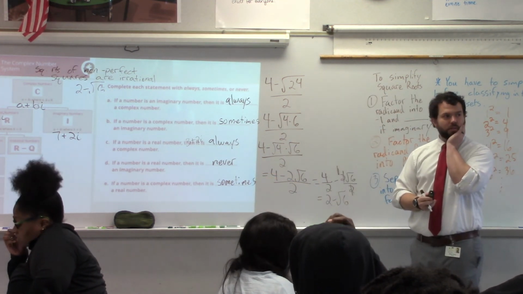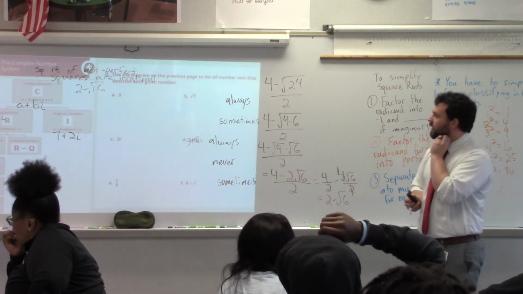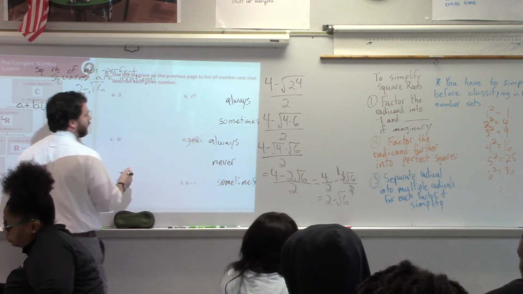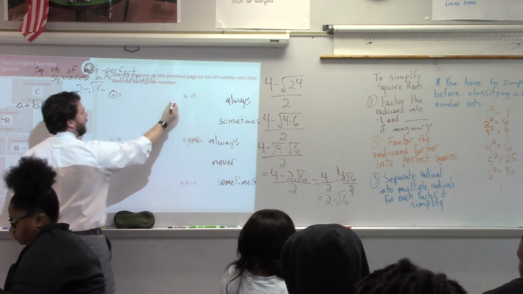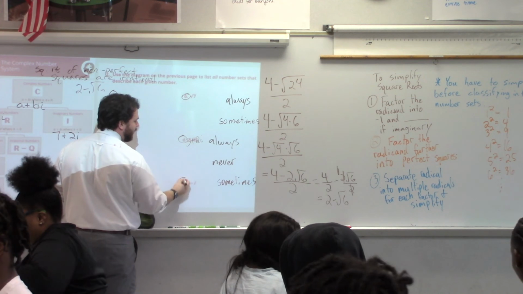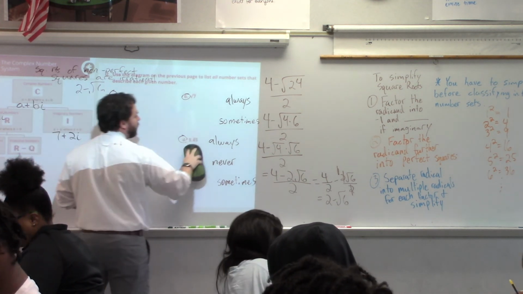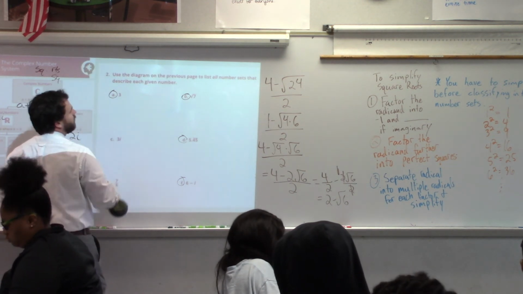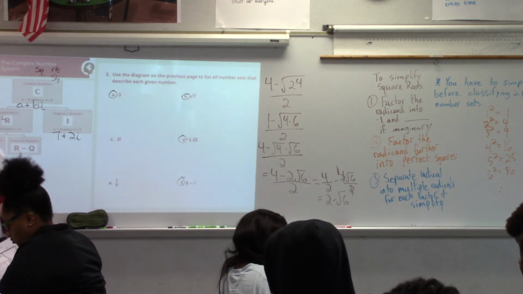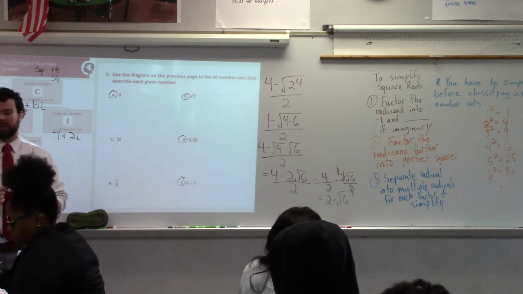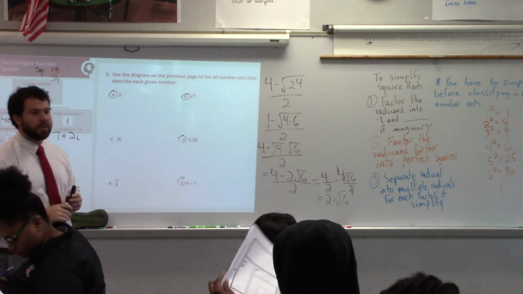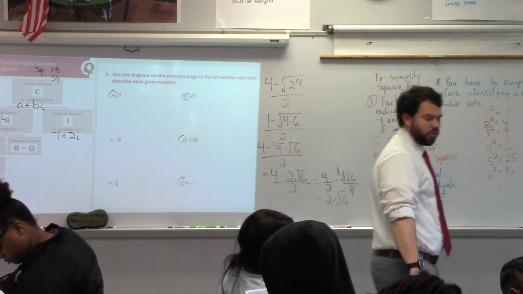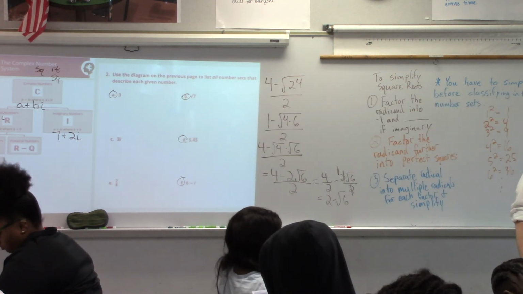Questions, comments, concerns? Okay. So let's do this here. Use the diagram on the previous page. Really, I would use your graphic organizer to look at A, B, D, and F. Please note, it does not just say identify the most specific. It says list all number sets that describe each given number. What I would do if I were you is just use the symbols so I don't have to write everything out. Let's take a couple minutes to sort them, actively collaborate.